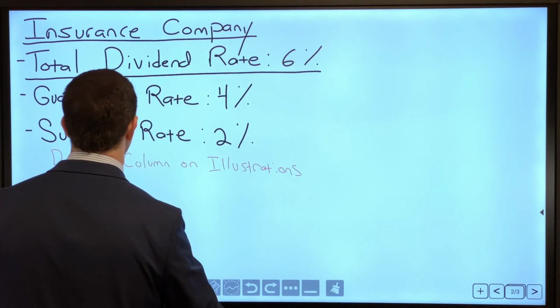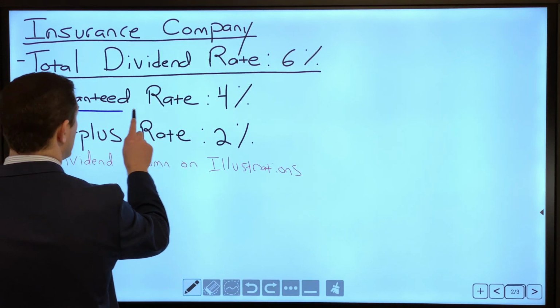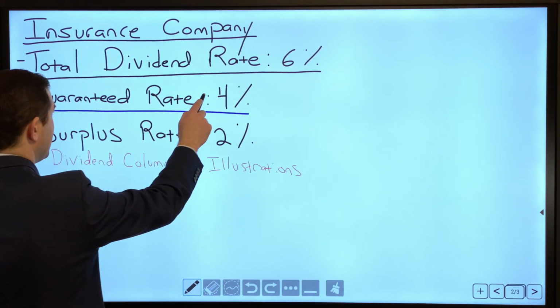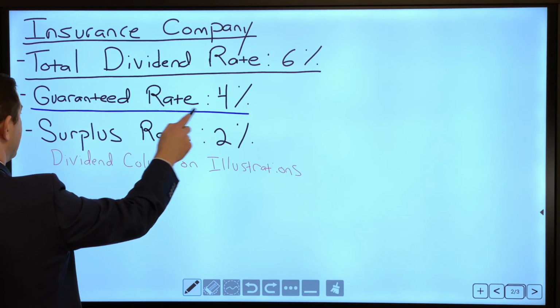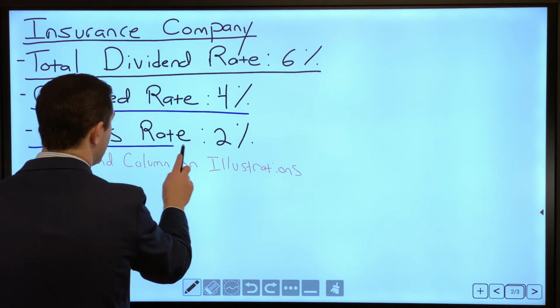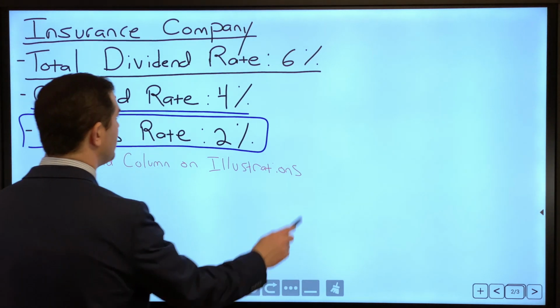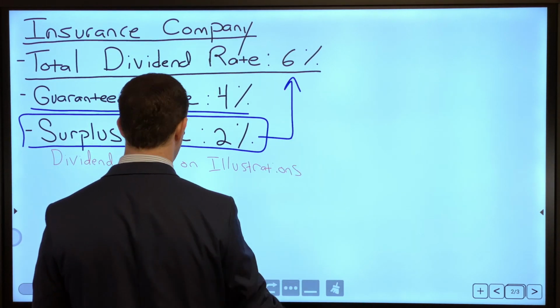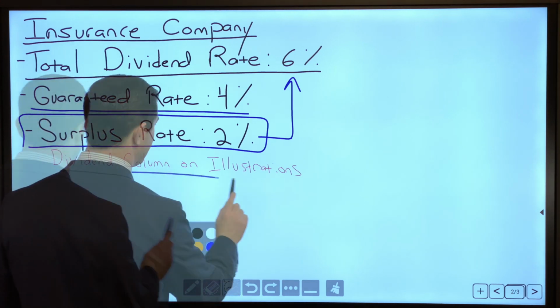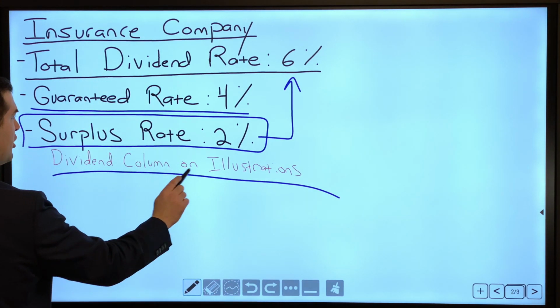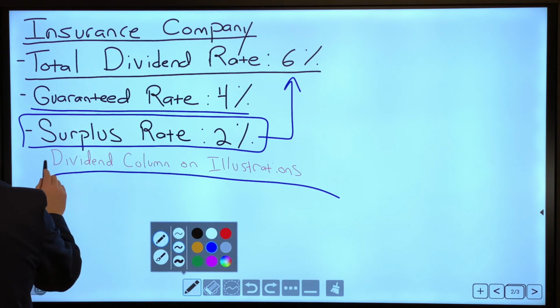Now, what that element is made up of, that total dividend rate of 6%, I have my guaranteed rate of 4%, and then they declared a surplus of 2%. The two together equate to my total dividend rate. What this says here is dividend column on illustration, and we have it right below the surplus.